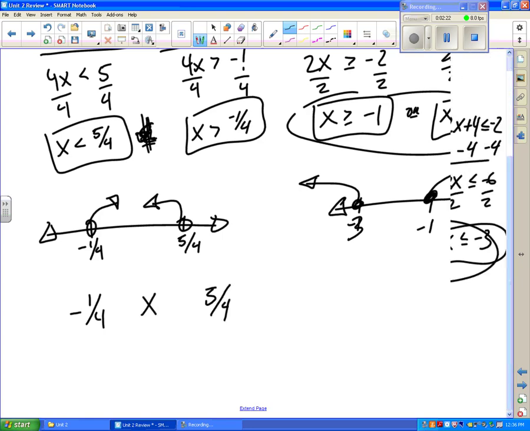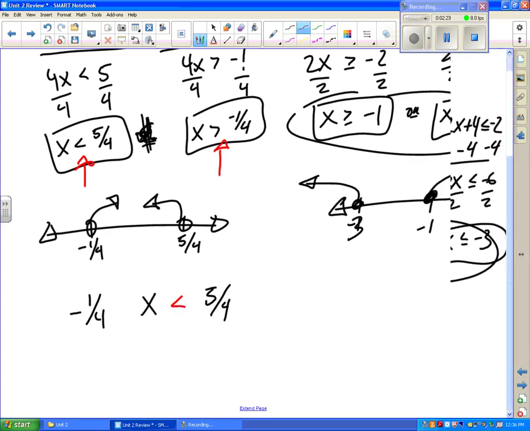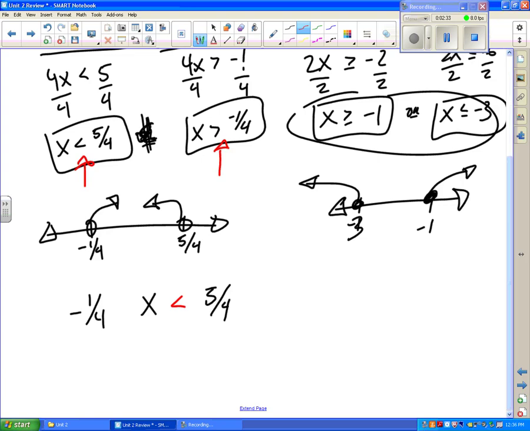Put our x in the middle, and then pay attention up here to what we're eating. Between the x and the 5/4, we were eating the 5/4, so I continue doing that. Between the x and the negative 1/4, I was eating the x. So now that's how we'd read that, as all real numbers greater than negative 1/4 and less than 5/4.